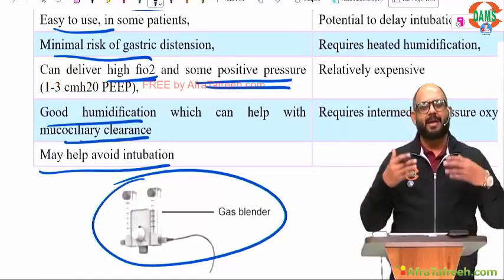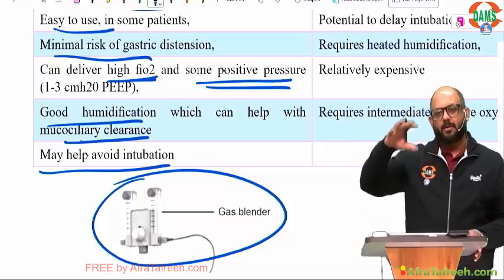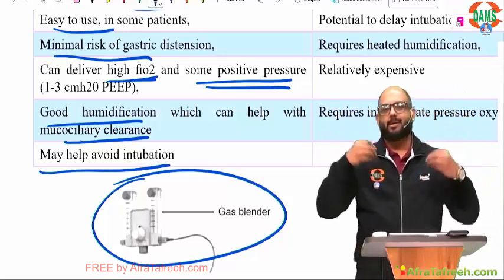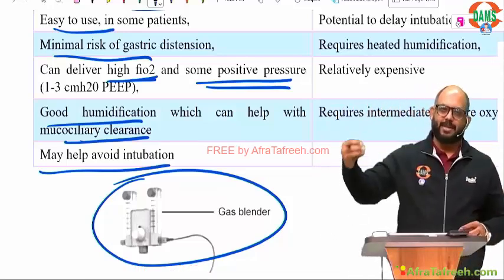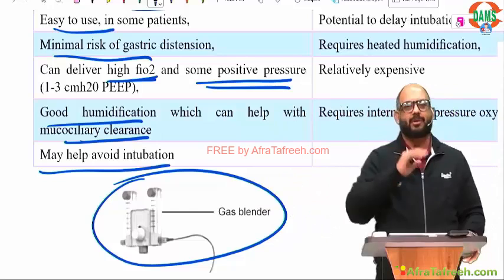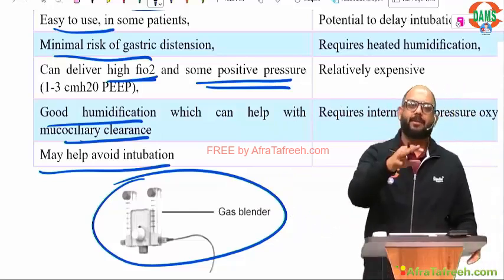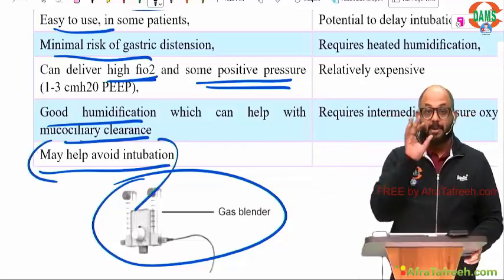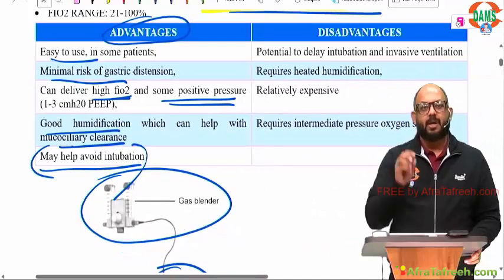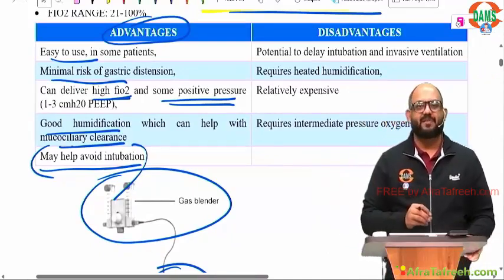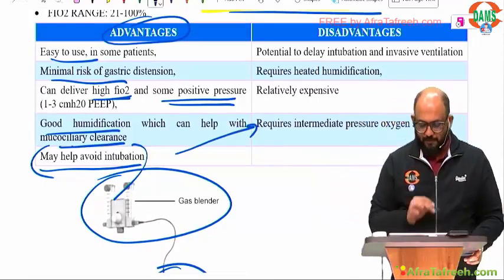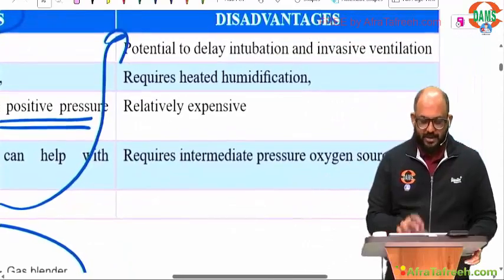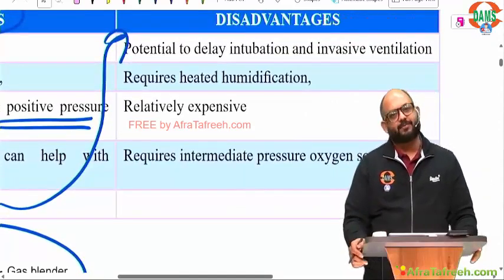And when you say may help avoid intubation, that means in the chain of things, the patient, when he's received, maybe he requires oxygen through face mask, then you go to NRBM, then before you decide to actually mechanically ventilate the patient, you can give a last try of HFNC. That is what it means. But sometimes putting the patient on HFNC delays intubation. So that is one of the disadvantages, that it has a potential to delay intubation and invasive ventilation.